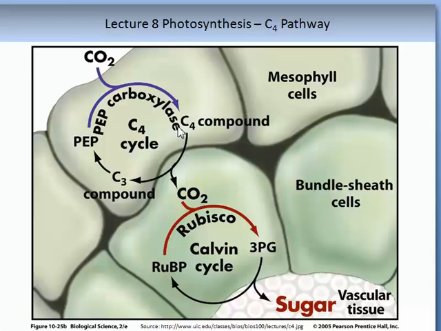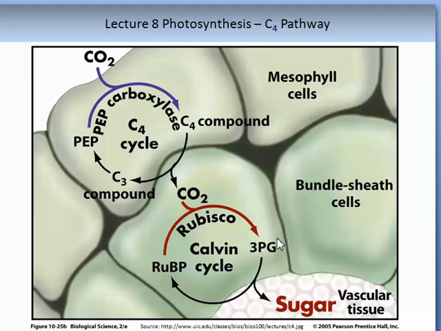Once the C4 compound is formed, this molecule will move through the membrane into the bundle sheath cells. Here, the carbon dioxide will be released from that C4 compound and it binds to Rubisco. And this is where the cycle is the same as the C3 plants.